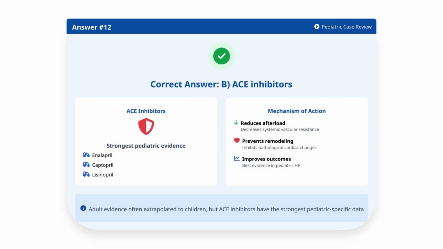While pediatric heart failure trials are limited compared to adult studies, ACE inhibitors have the strongest evidence base for improving outcomes in children with reduced ejection fraction. Medications like enalapril, captopril, and lisinopril reduce afterload and cardiac remodeling. Beta blockers and aldosterone antagonists are used but have less pediatric-specific evidence. Digoxin's role has diminished, though it may still have benefits in certain scenarios.